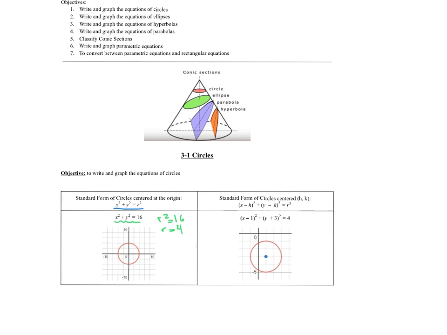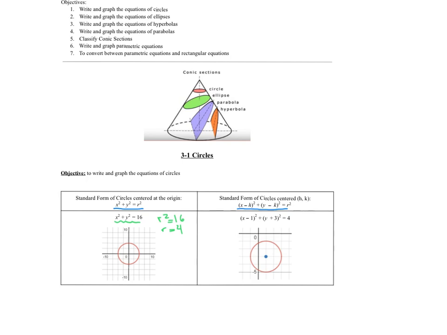The standard form of circles centered at some point that isn't the origin, so we'll call that point (h, k), is the quantity x minus h, squared, plus the quantity y minus k, squared, equals r squared. And it's very similar to the vertex form of a parabola. We need to remember that anytime we're inside a parenthesis, we move in the opposite direction.